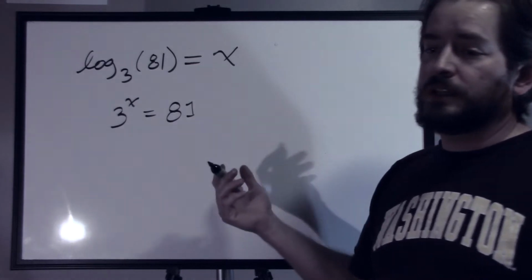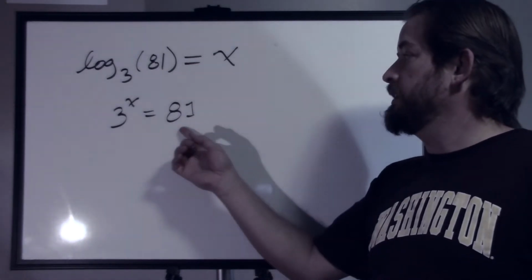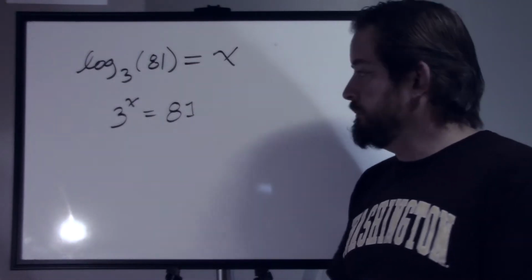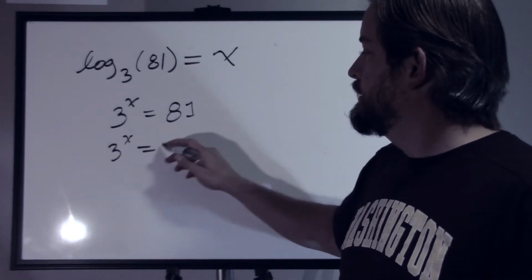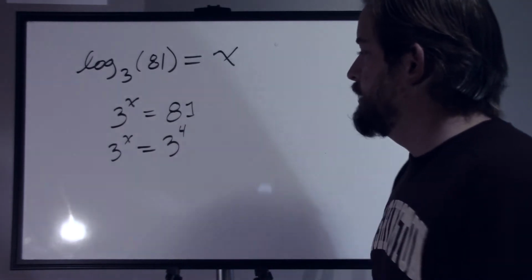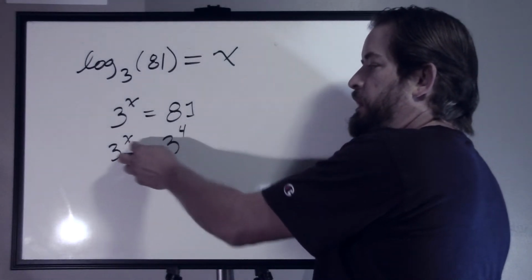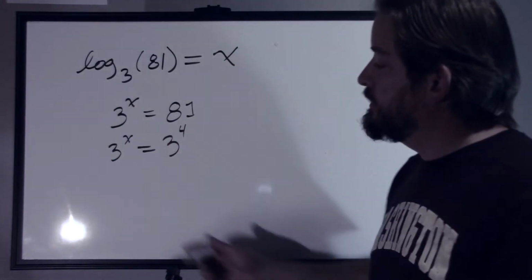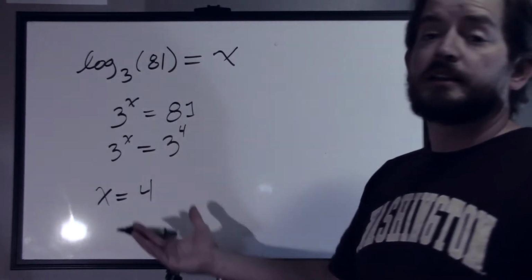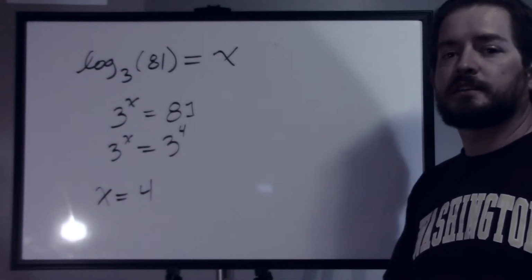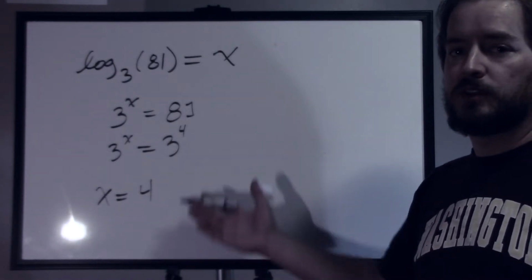Now I can complete steps 3 and 4 because 81 is 3 to the 4th. So I'll write this as 3 to the x equals 3 to the 4th. And because I have the same base to one power as it is to another power, step 4 is to set those exponents equal to each other. Simplify if necessary. It's not necessary here. I'm done. I've solved it. And that's that.